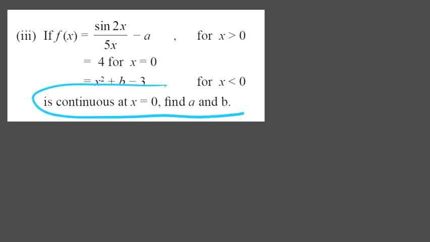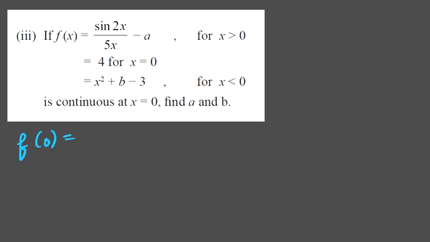They are telling us that it is continuous at x equal to 0. So find a and b. If it is continuous at x equal to 0, we can say that f of 0 should be equal to the left hand limit as well as the right hand limit. So this will be limit of x tends to 0 minus f of x, that is the left hand limit.